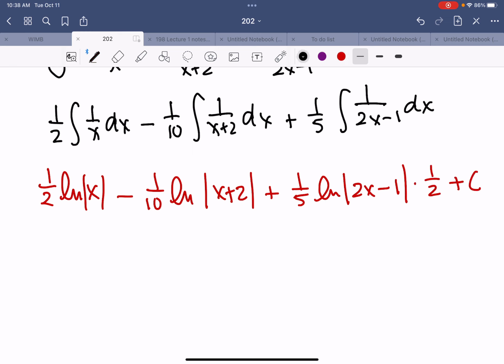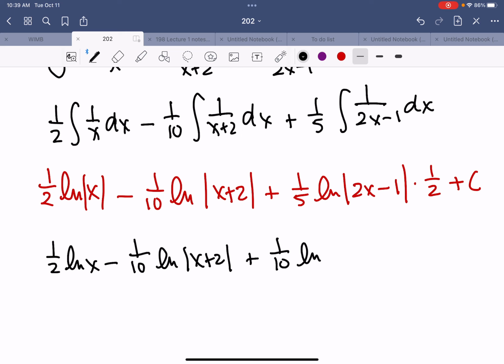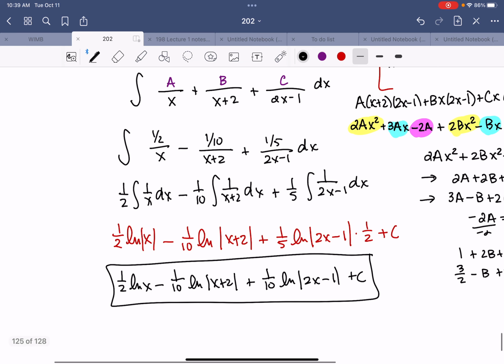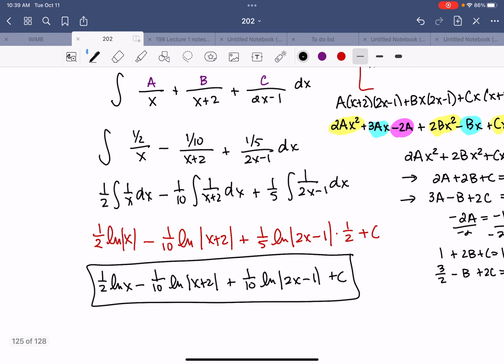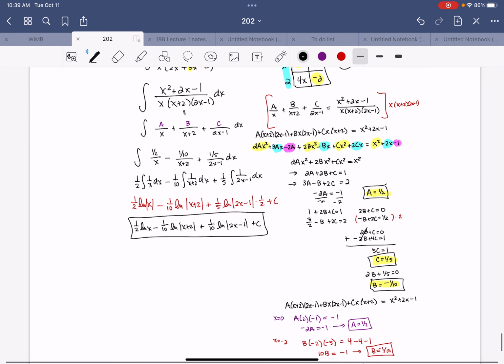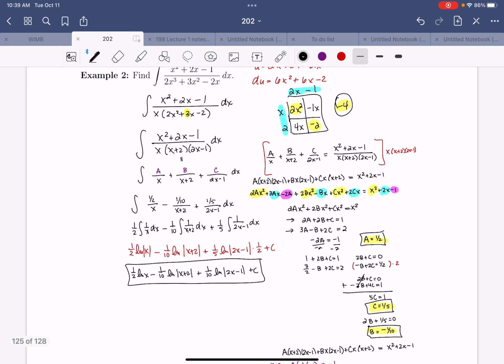And that gives me a final answer of 1/2 ln x minus 1/10 ln of x plus 2 plus 1/10 the natural log of 2x minus 1 plus a constant. Okay, so the actual integration part is usually relatively quick and easy, especially if they're linear terms, but finding the values can be quite tricky. And if you want to put this all back together, you can as a single natural log, but you don't have to. Quite a bit going on in order to find our integration by partial fractions.